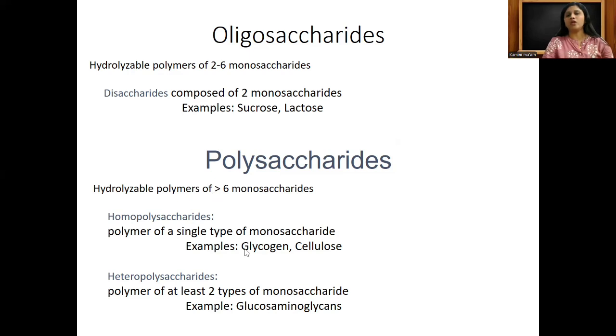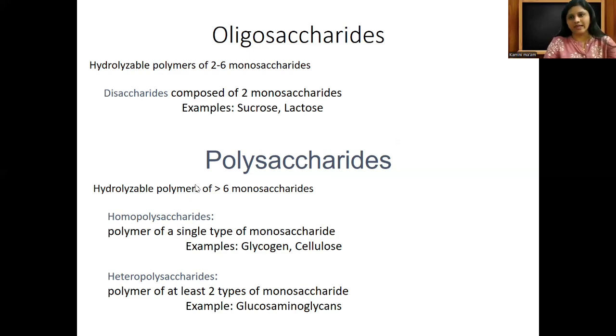Next one is the polysaccharide. Before that, a disaccharide contains 2 monosaccharide units. Then there is the trisaccharide, which contains 3 monosaccharide units, and the example is raffinose. Then tetrasaccharide, for which stachyose is the example, and then pentasaccharide. So the classification depends on how many monosaccharide units are there, and according to that the classification and examples are given.